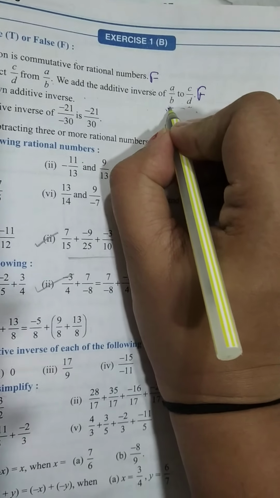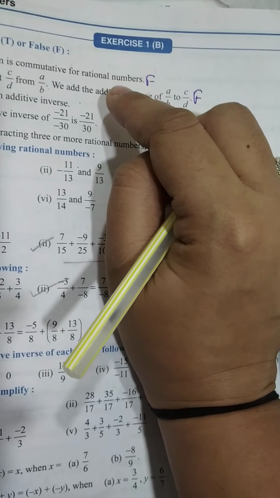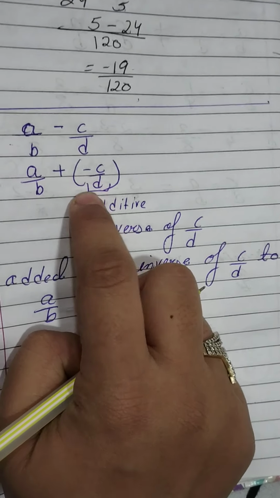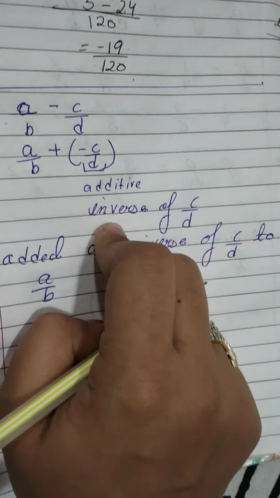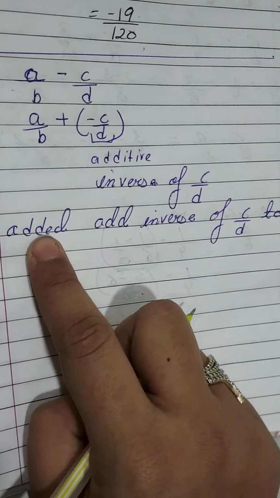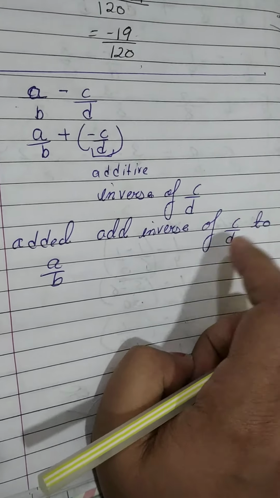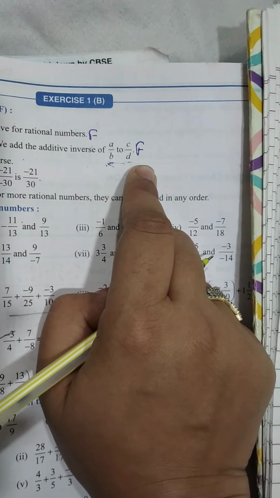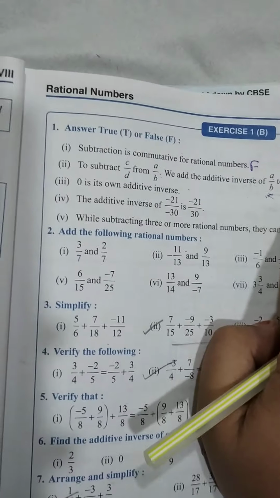हमने A upon B का एडिटिव इन्वर्स नहीं लिया है, C upon D का एडिटिव इन्वर्स लिया है. अगर हम सब्ट्रैक्शन की बात करते हैं, I can write this as plus and minus. I can take here this minus C upon D is additive inverse of C upon D. That means I have added additive inverse of C upon D to A upon B. In the question they are saying that we have added additive inverse of A upon B to C upon D. So this will be false.